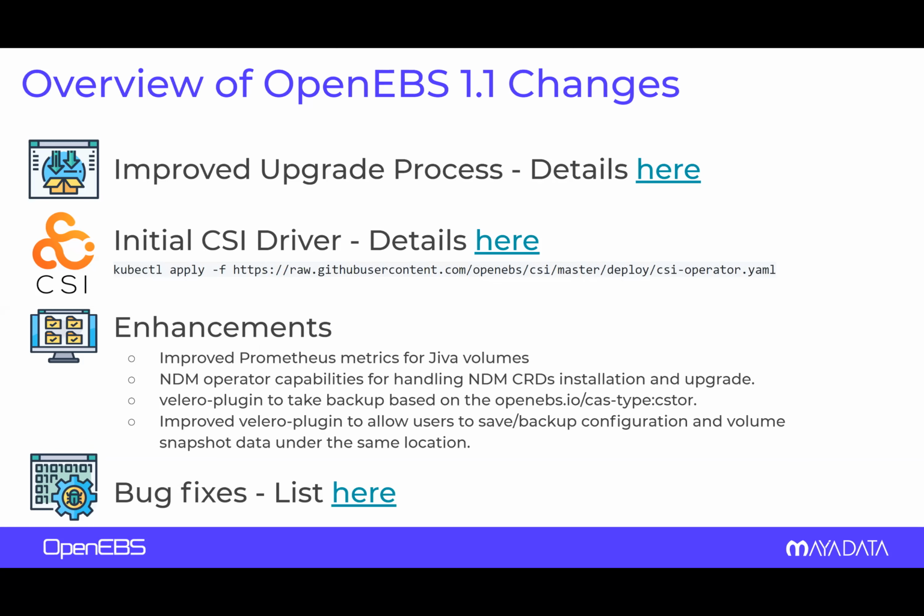And also we have made some improvements and enhancements to the Velero plugin to take backups based on the OpenEBS cast type cStor, and it will skip backup for unsupported volumes. If you recall, cStor has much more differential and efficient backups. We also enhanced the Velero plugin to allow users to specify a backup path prefix for storing the volume snapshots in custom locations.